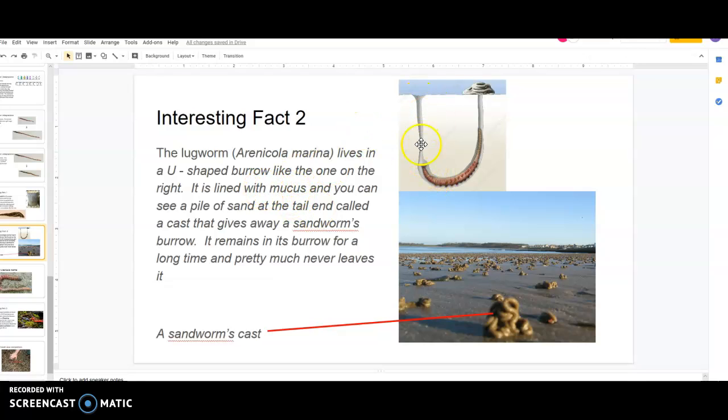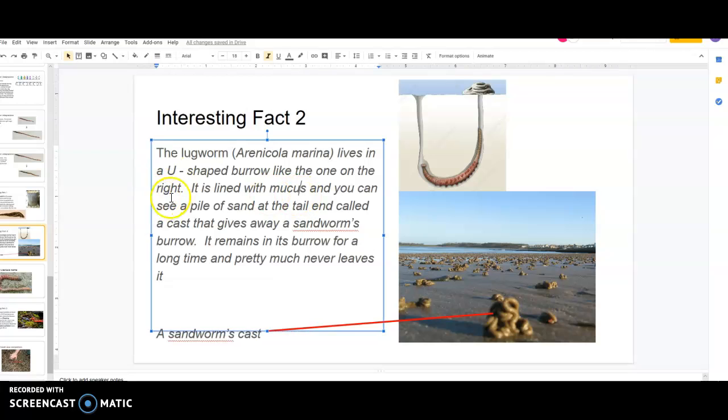And it lives in this burrow, so it eats sand this way, and then it poops it out this way and leaves behind this. So if you ever see this on the beach, you know that there is a worm, a lugworm, or a sandworm burrowed underneath that. So you might see this at low tide. And now you know. And that was my third word of interest.